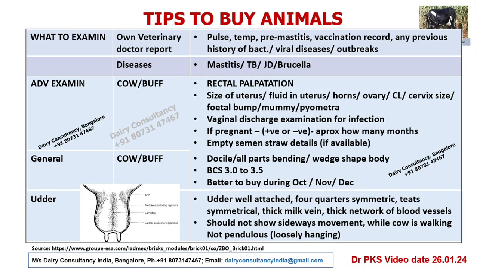The next slide says what is to be examined, and this is with the support of a veterinary doctor. The pulse, the temperature. Is there any pre-mastitis condition? What is the vaccination record of the animal? History of bacterial infection or viral infection, or any outbreak in the area where the animal was affected. All these things have to be examined through the veterinary doctor or para-veterinary staff.